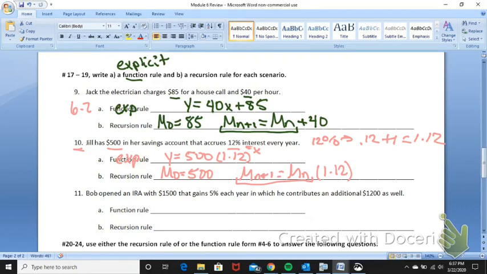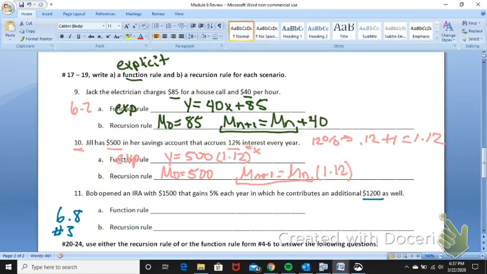And then the last problem in this little set right here, number 11, it says that Bob opened an IRA with $1,500 and he gains 5% each year, and that he contributes an additional $1,200 onto it. Now this one is a lot like the one that we saw in 6.8, specifically number 3, where we have this additional $1,200 that's being added onto it each time. So that's actually going to affect our problem a lot.